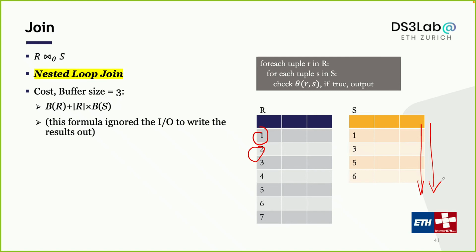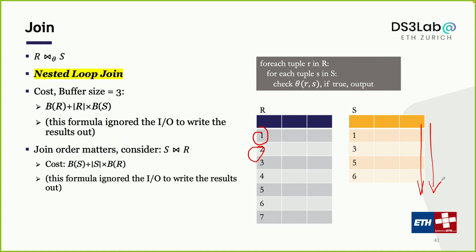Even for this very simple algorithm, you start to see this very fundamental factor: join order for a database system. The join order actually matters. Because if you consider S join R, which gives you the same thing, the cost will look like this: the number of pages in S plus the number of tuples of S multiplied by the number of pages in R. So in this case, which one does the database want to use?